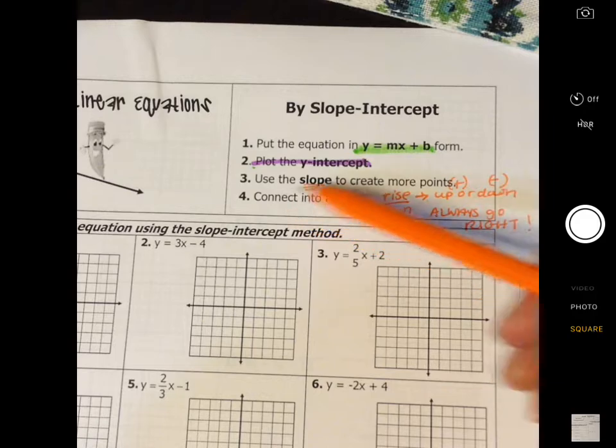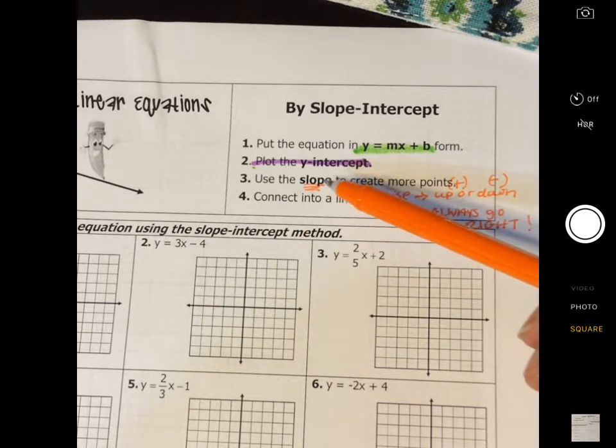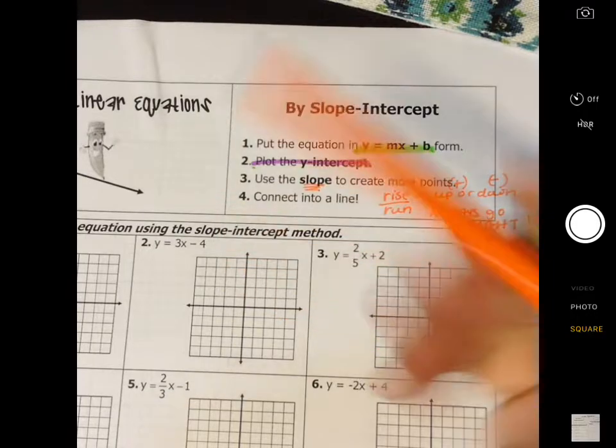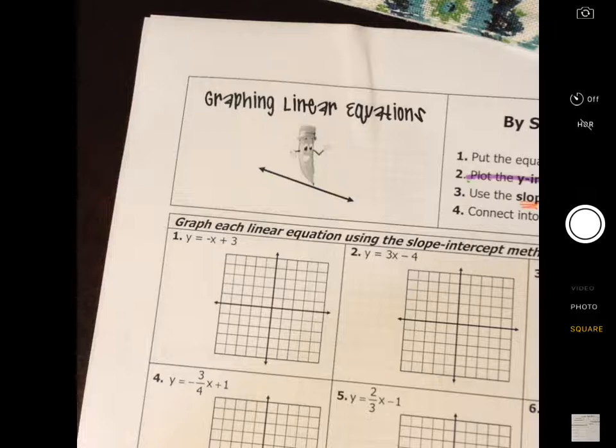Okay? Once you have all your dots, you just connect the line. I do want you to fill the graph in all the way. So please listen as I'm going through each one of these. So let's go ahead and take a look at number one.